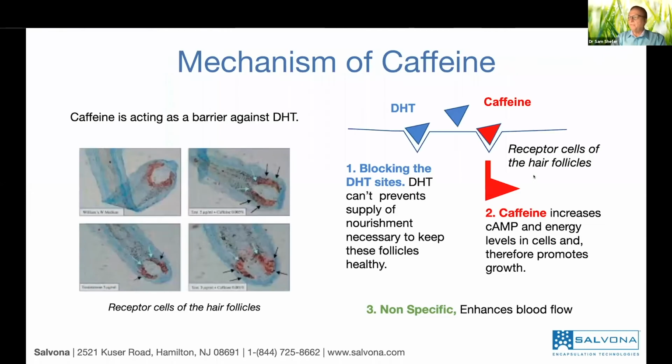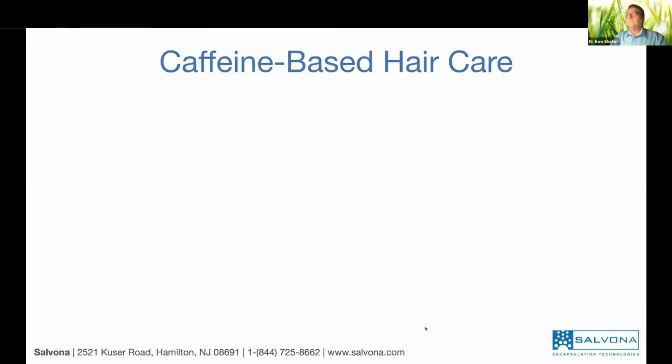Mechanism number 3 is very much non-specific. It enhances the blood flow, which means narrowing down the blood vessel, accelerating the blood flow, so more nutrition can come to the hair follicle, and this can regrow the hair. So here are 3 mechanisms by which caffeine can help the situation.